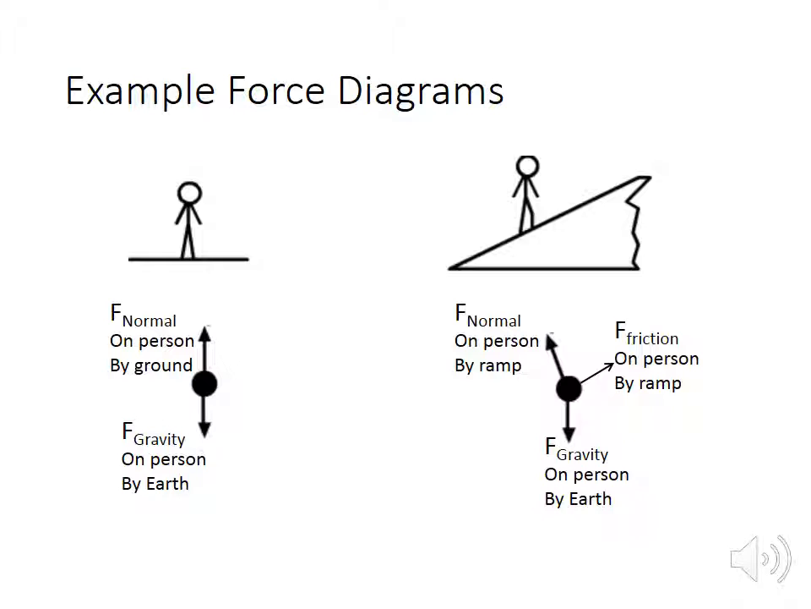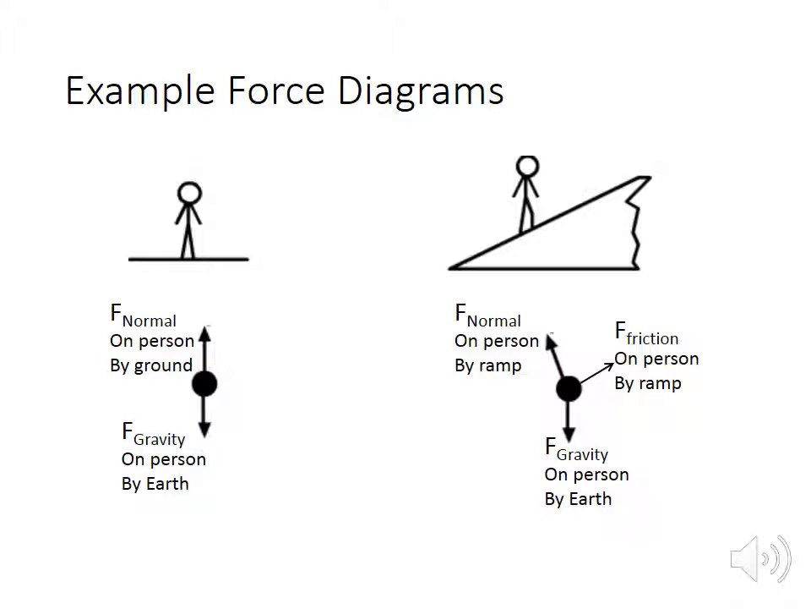Here are some example force diagrams of people that are at rest, meaning they're not moving. If there's someone who's just standing on flat ground, you can see that gravity is acting on that person and normal force is acting on that person. That person's not moving, but they still have forces acting on them. The person on the ramp is also not moving, and gravity is acting on the person, normal force is acting on the person, and friction is also acting on the person. Friction is preventing the person from sliding down the ramp.